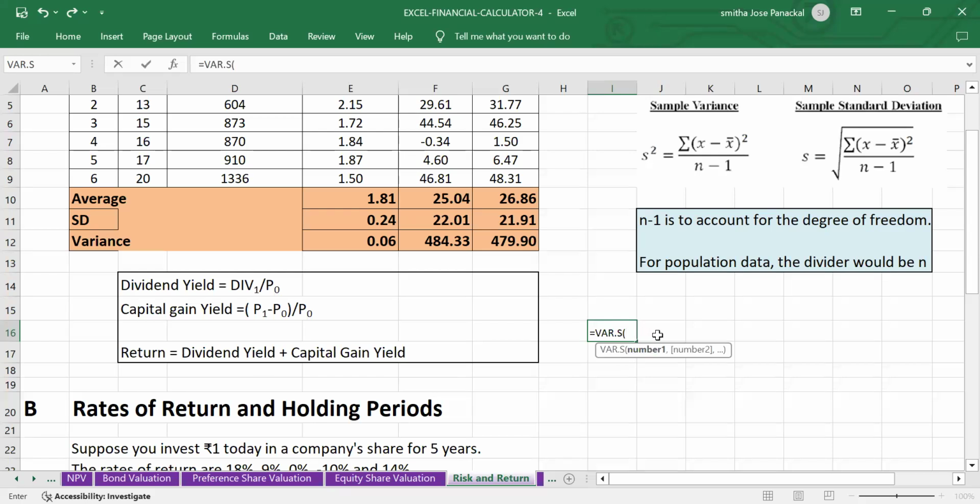Can you share this sheet with us also? I didn't get you. Please share this Excel sheet also. Yeah, I'll give this to your institution. They will share it. Okay.